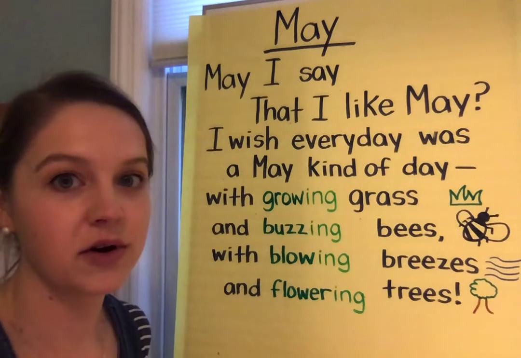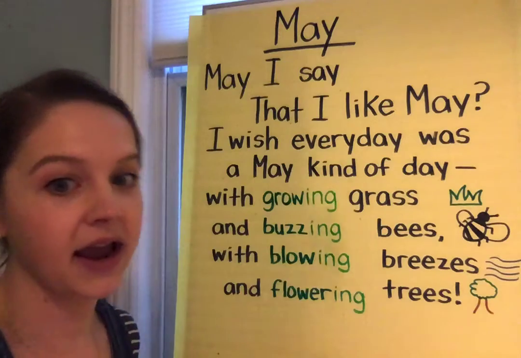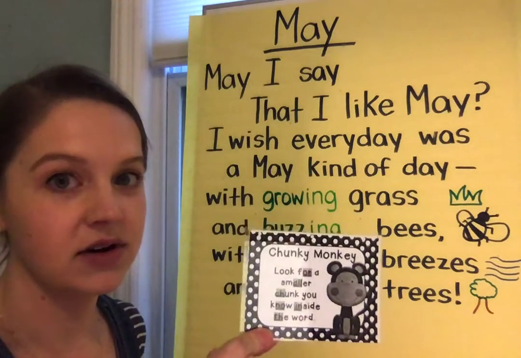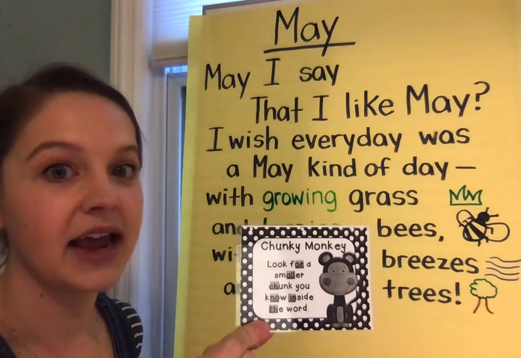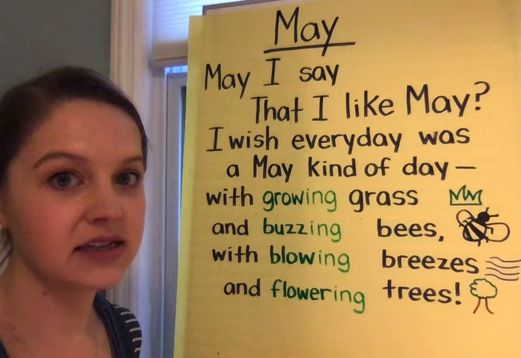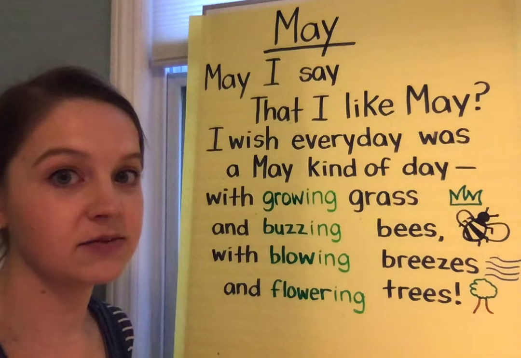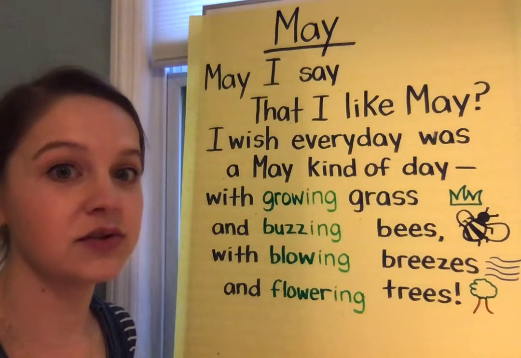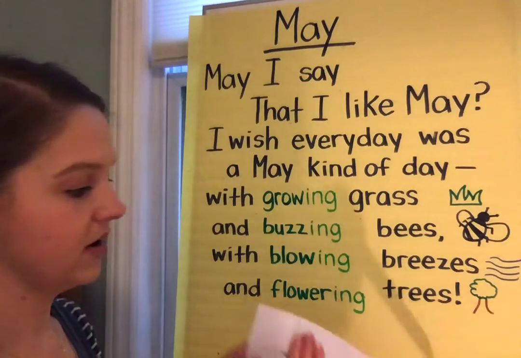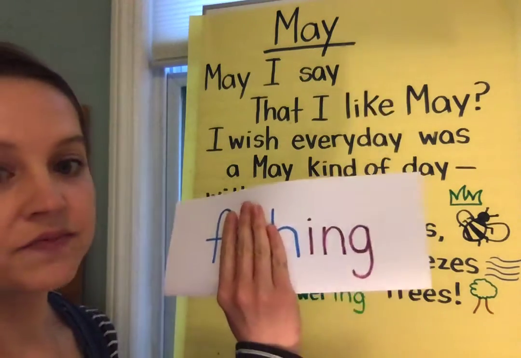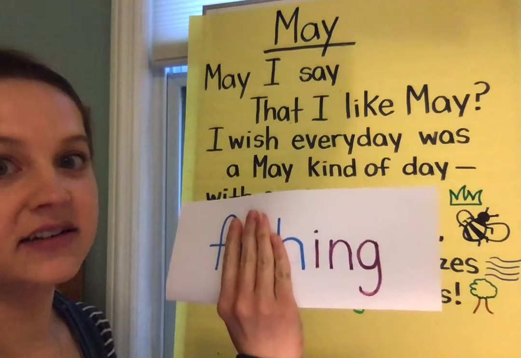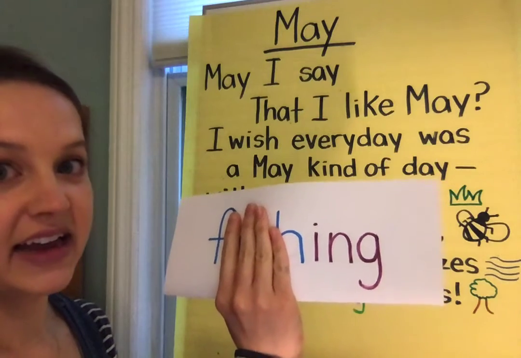Today for our poem, we're going to be reading a poem about May, and we're also going to be using Chunky Monkey. Today we're going to be using Chunky Monkey to look at endings. We've looked at this ending before, but we're going to practice it today because it comes up in lots and lots of books, so it's very important that you know this ending. And today we're going to talk about the ending ing. When I, N, and G stand together, they say ing. Say that with me. Ing.